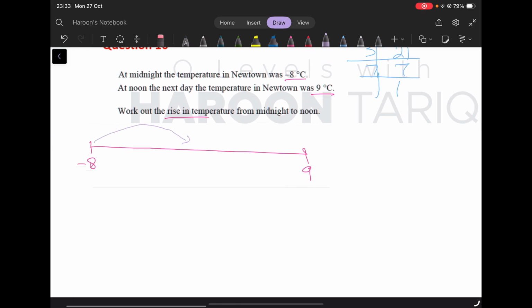If we take a jump of plus 8, we'll have 0 over here, and now we just need to take a jump of 9. So you can see 9 plus 8 should give us the answer when we go from negative 8 to 9. So the difference is 17 degrees Celsius. You can also do final minus the initial. So this would be in a bracket. Minus multiplied by minus becomes plus. So 9 plus 8 is equal to 17. So either way we get the same answer.